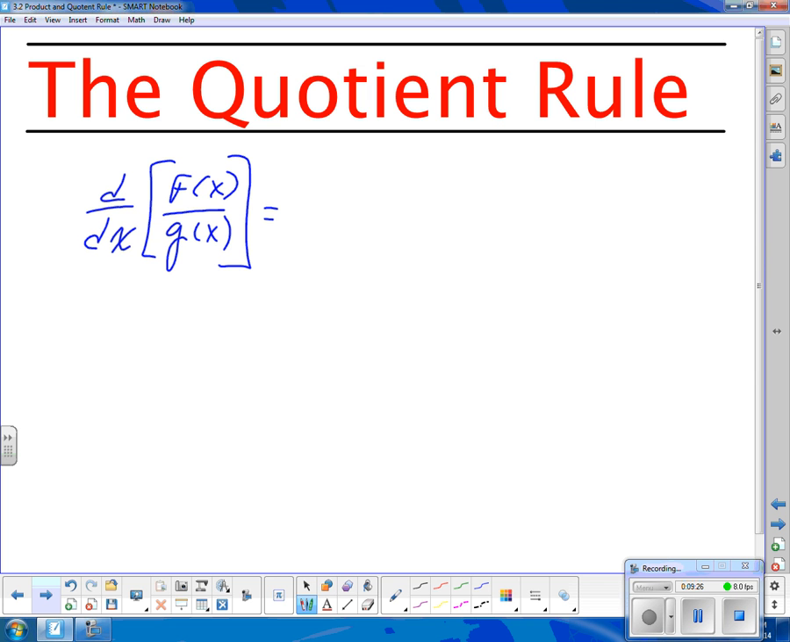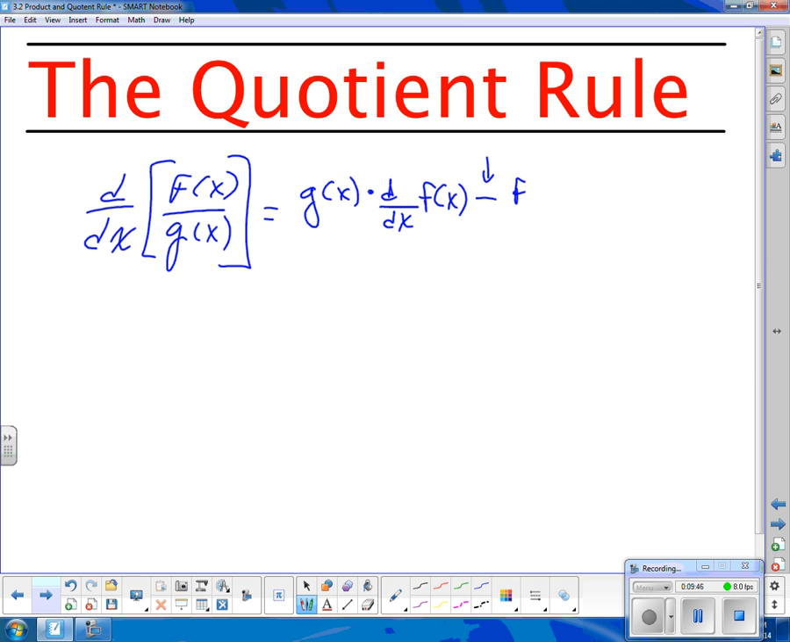The way this works is we start with the function in the denominator, g of x. We multiply that by the derivative with respect to x of the function in the numerator. Then we subtract this time. That's important. That's a common mistake, is to forget the subtraction.